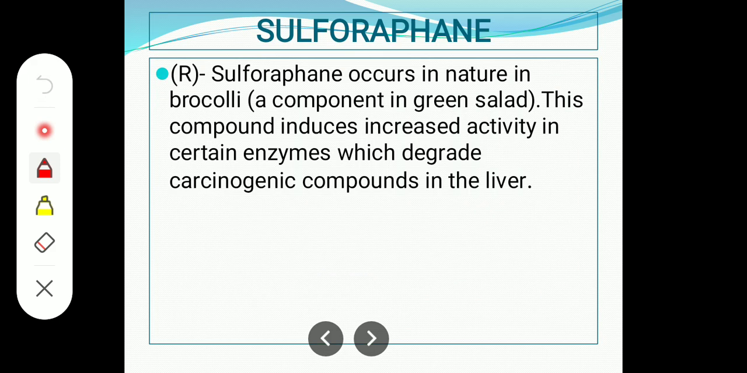Next, coming to some of the biological importance of sulfur containing compounds, we have sulforaphane. Sulforaphane occurs in nature in broccoli, which is used as a vegetable most of the time in salad, green salad. So this compound induces increased activity in certain enzymes which degrade carcinogenic compounds in the liver. So that's why most of the people have salads during their meals, because it always increases the antioxidants and decreases the radicals in the body.